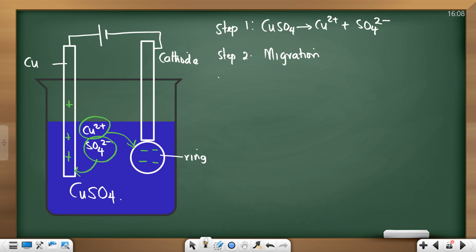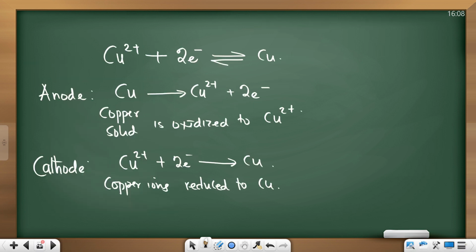Step number 3, redox. Now, this is the question the examiner is asking. What happens at the anode? Oxidation. Guys, we said it's oxidation, right? We write it from the right, going to the left. Do you see? We write it from the right, going to the left. Copper solid is going to be oxidized to copper 2 plus.